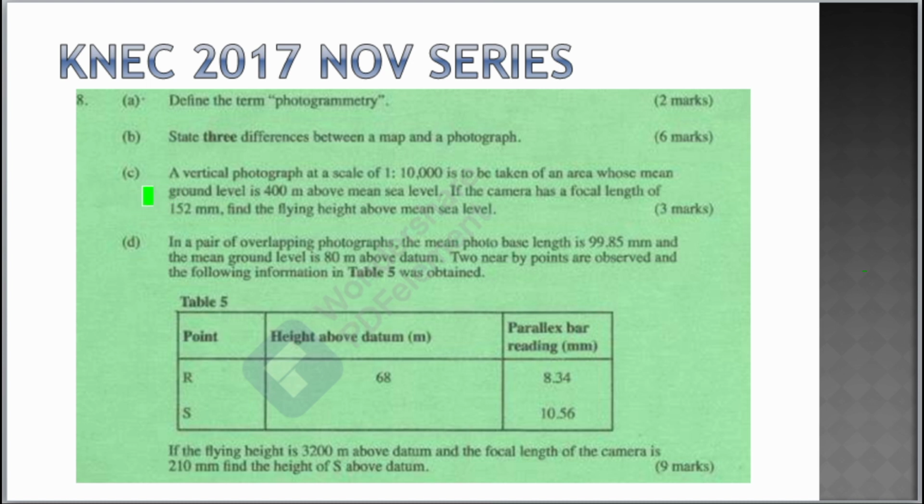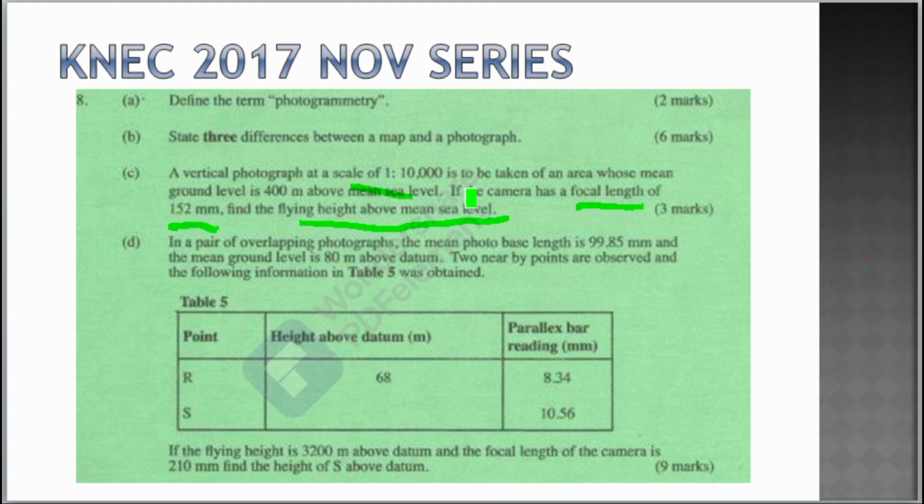So this is just a simple calculation you can do. Here we have question C and question D. Let me start with question C. A vertical photograph at a scale of 1 into 10,000 is to be taken of an area whose mean ground level is 400 meters above the mean sea level. If the camera has a focal length of 152 millimeter, find the flying height above the mean sea level. 3 marks. No harm in trying such a simple question.